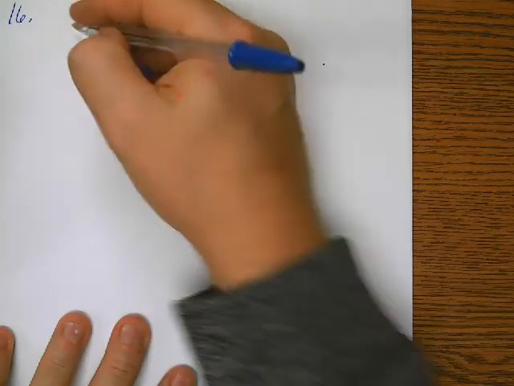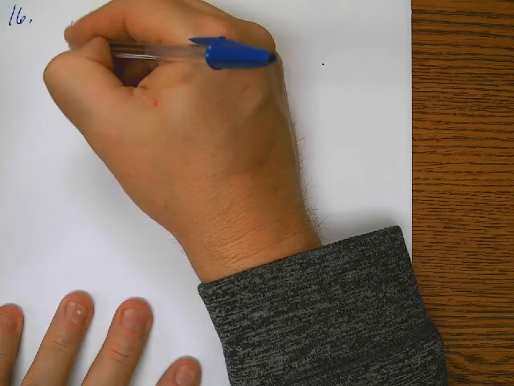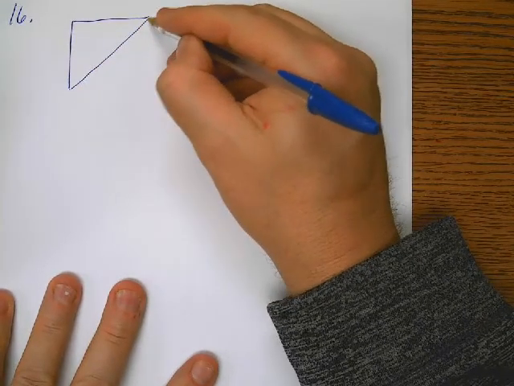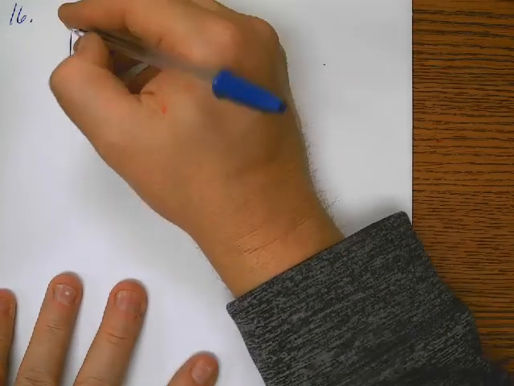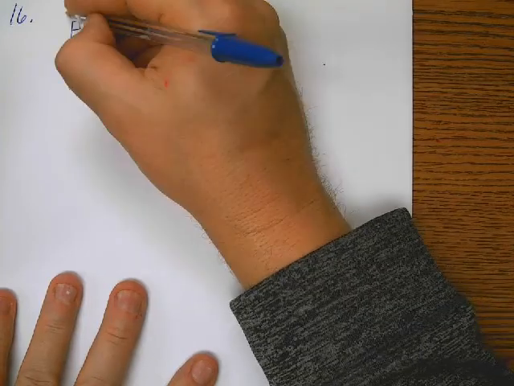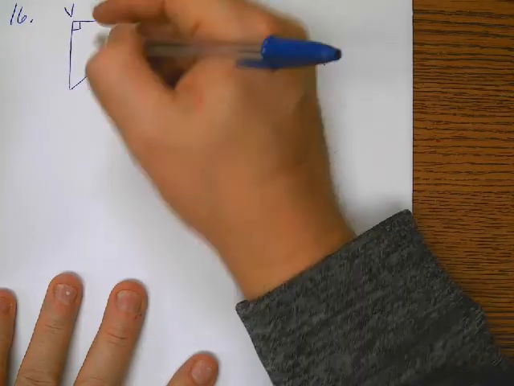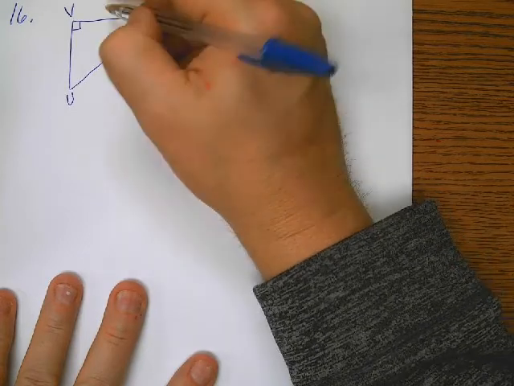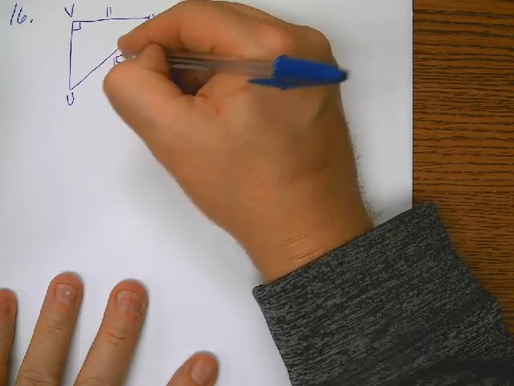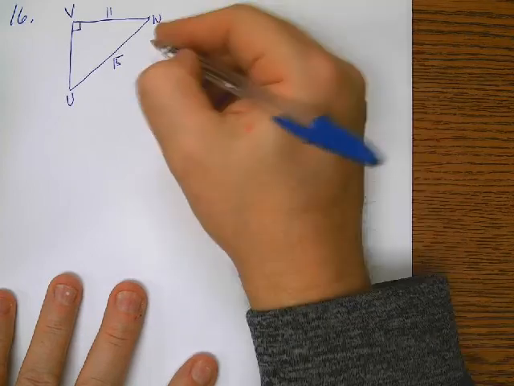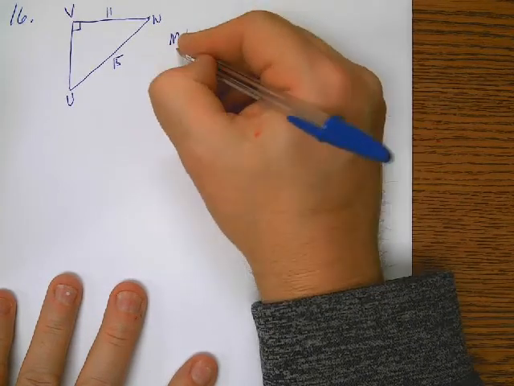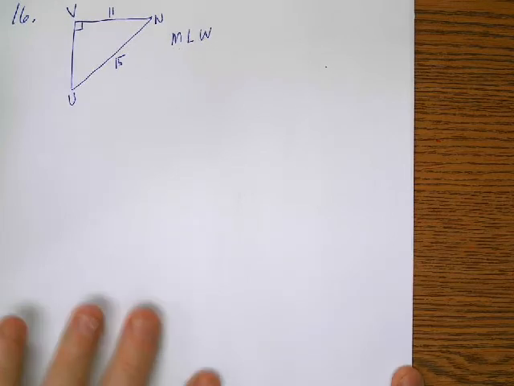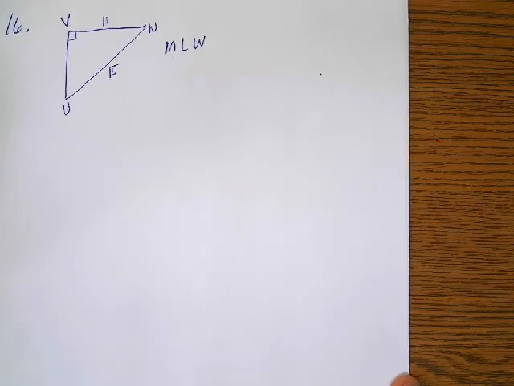Number 16. Let's look at it. Whoever thought geometry could be so much fun? I know. I'm probably the only one that thinks it's fun. But we got V, we got U, we got W, we have 11, we have 15. Recreating the picture. On number 16, they want us to find the measure. That's what the little m means out in front. The measure of angle W.